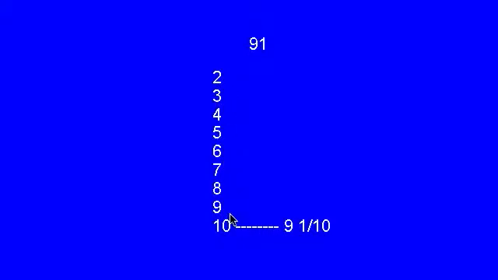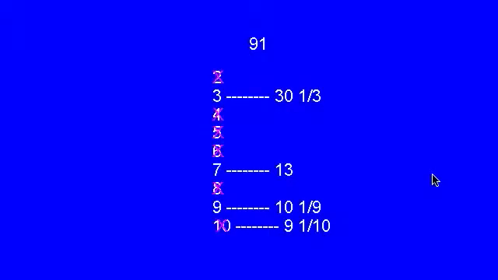And you don't need to check all of the lower ones. You only need to check the lower numbers that are prime. So we start with 2, and since it's not even, we know it can't be 2. Next prime number is 3. And the rule for 3 is, if the sum of the digits is divisible by 3, the number is divisible by 3. So 9 plus 1 is 10, which is not divisible by 3. So 91 is not divisible by 3.